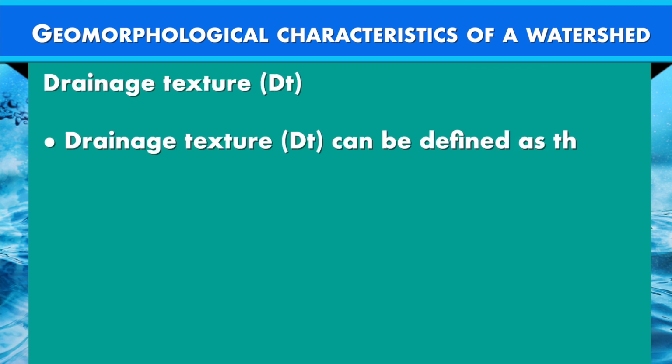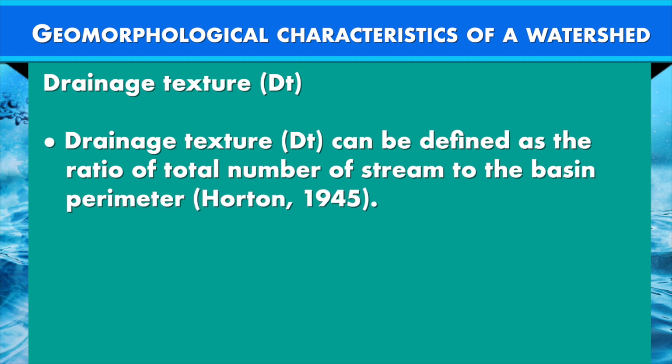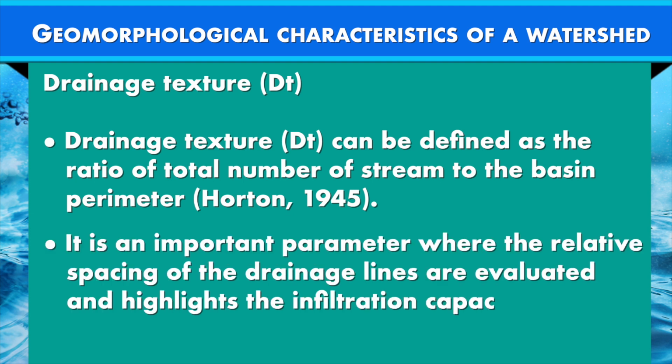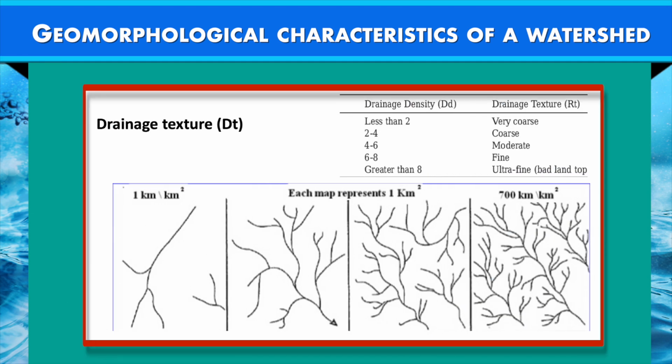Drainage texture can be defined as a ratio of the total number of streams to the basin perimeter. It is an important parameter where the relative spacing of drainage lines is evaluated and highlights the infiltration capacity of the basin. The drainage texture can be classified into 5 groups: very coarse, coarse, moderate, fine, and very fine.